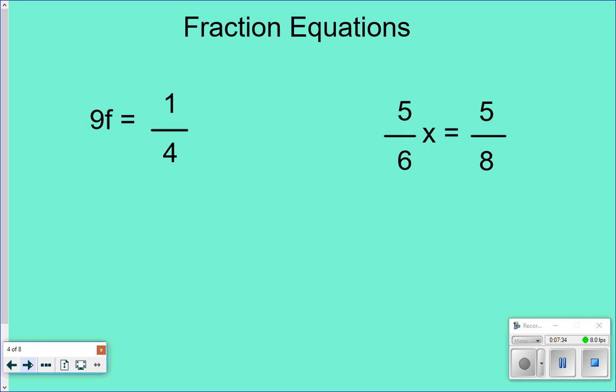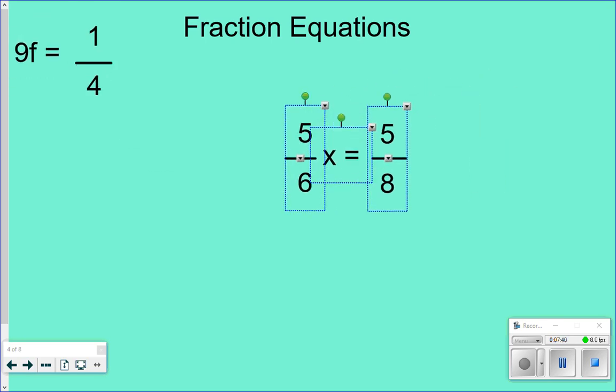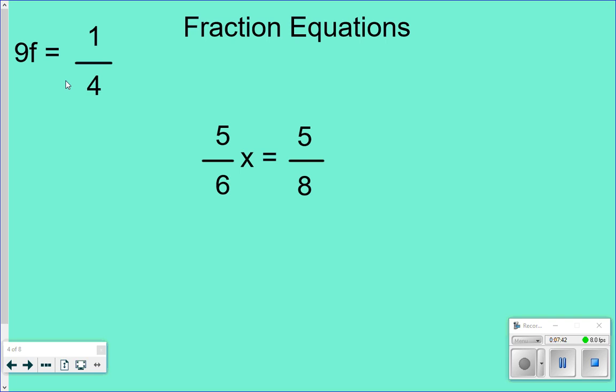Now, what I want to do first is I want to do this one first. I want to do this one later. Okay? I'm going to come back to him. I want to do this one first. So I have 5/6 times x. What am I going to do to get rid of my 5/6? Yep, I'm going to divide, or I can do the opposite. Yep. There's a few ways you can do it.